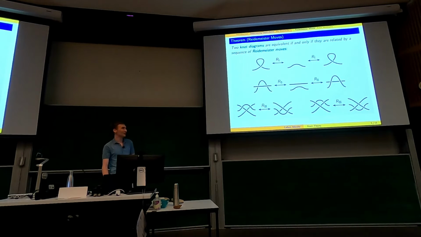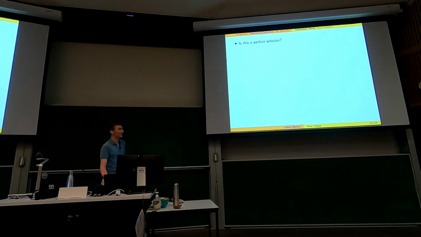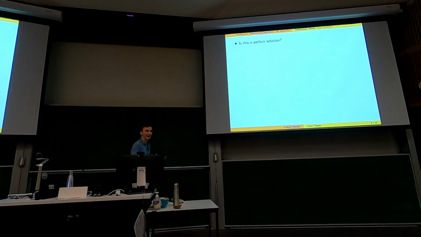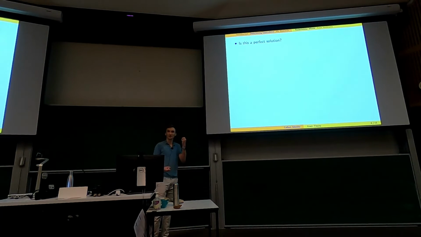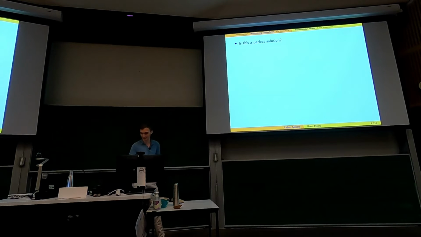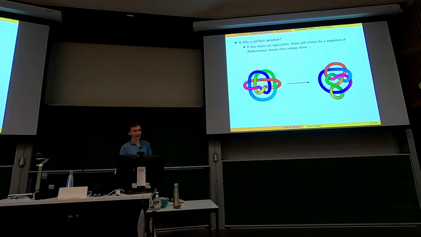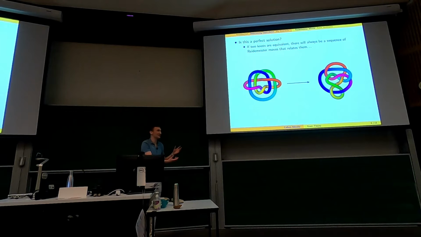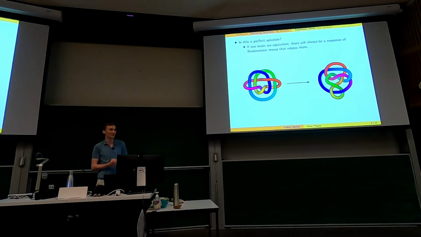So now we can start asking questions. Is this a perfect solution? Can we determine whether two knots are equivalent using this system? If two knots are equivalent, and I can tell you from my high level of seeing these knots and putting these knots into the presentation that these two knots are in fact equivalent, there is some sequence of these Reidemeister moves that I can do to manipulate them and turn them into each other. And this is actually a very particularly interesting example.